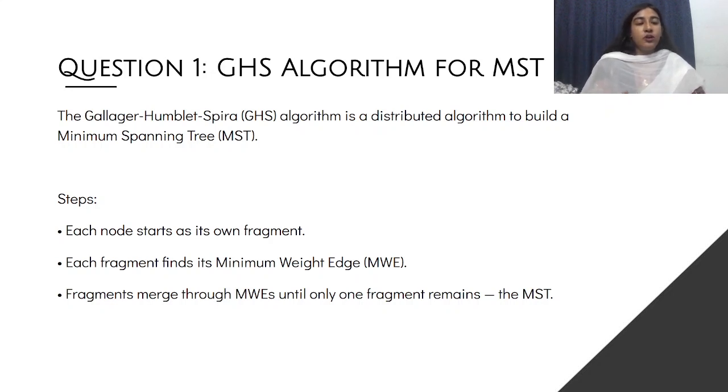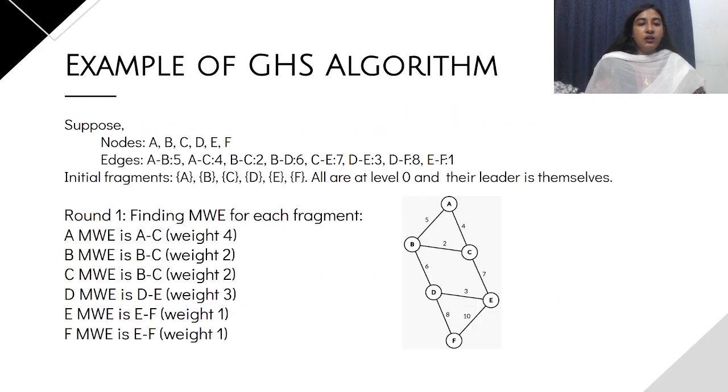Now let's talk about the working process of GHS. Initially, every node is a fragment, and all are at level 0 with an ID. Each fragment finds its minimum weighted edge that connects it to a different fragment. Then fragments connect using those edges and merge into a larger fragment. This process continues until only one fragment remains, and we find the MST. So here is an example of this.